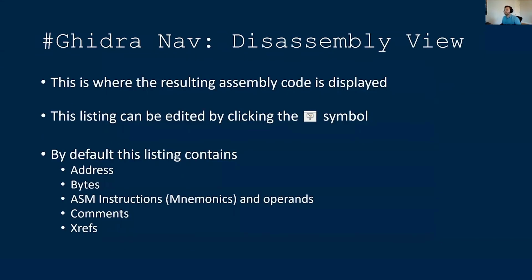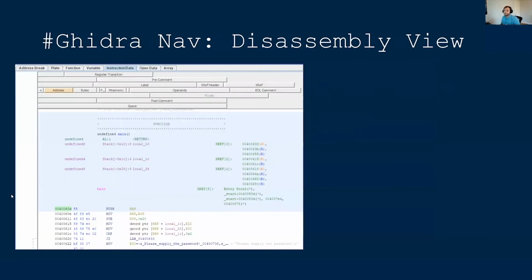And so this disassembly view is where the resulting assembly code that's been generated can be displayed. And you can actually edit the way this looks by clicking on this symbol here and change what's displayed in the listing. And so we have an example of that here. So here's our main function that we've jumped to.